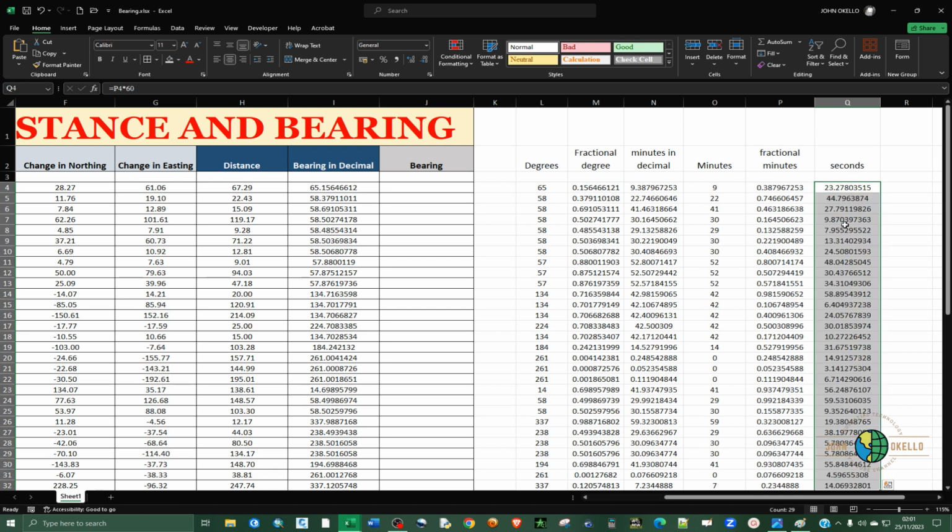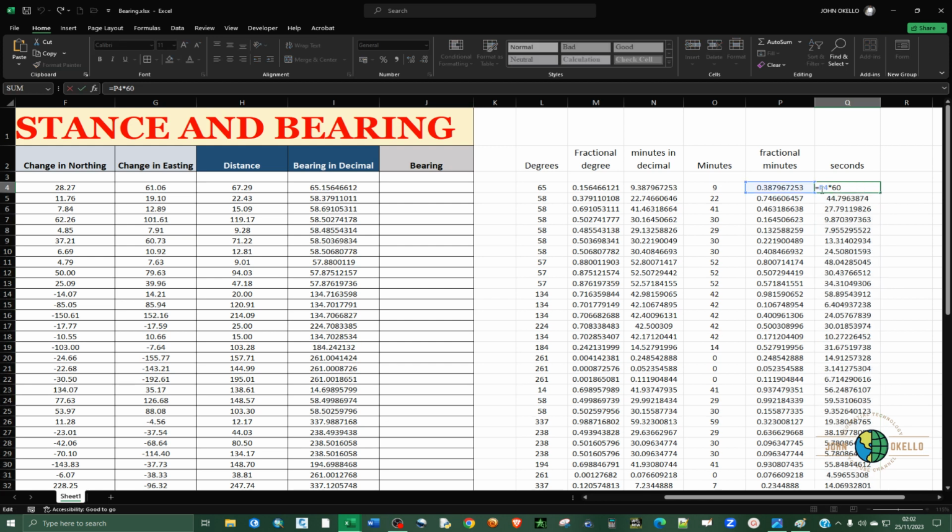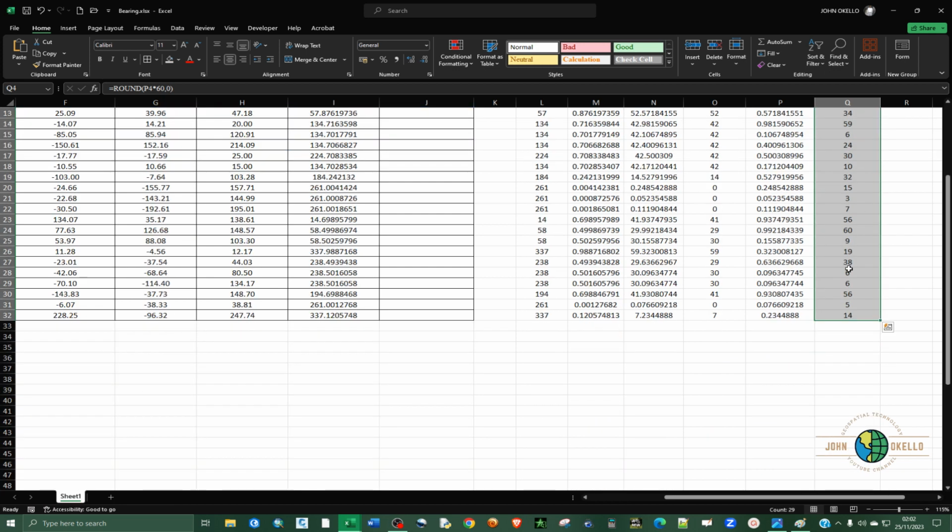So for this case, we're going to be a bit different, because we're going to round off to 0 decimal places. So another function called round, and then we are going to add a comma, then the value here is we're going to round to 0 decimal places, and then close. Click enter, then double click to copy the formulas.